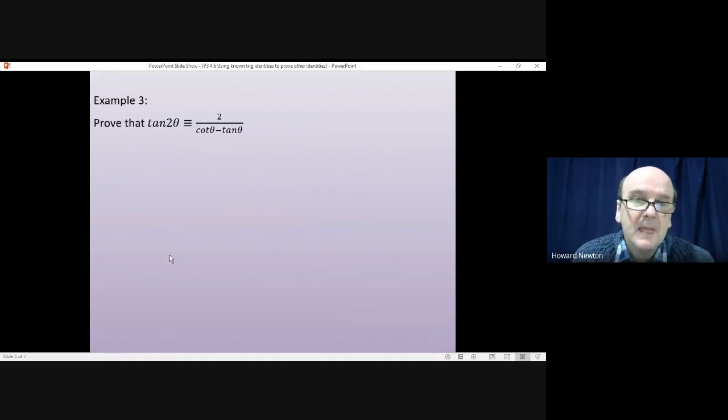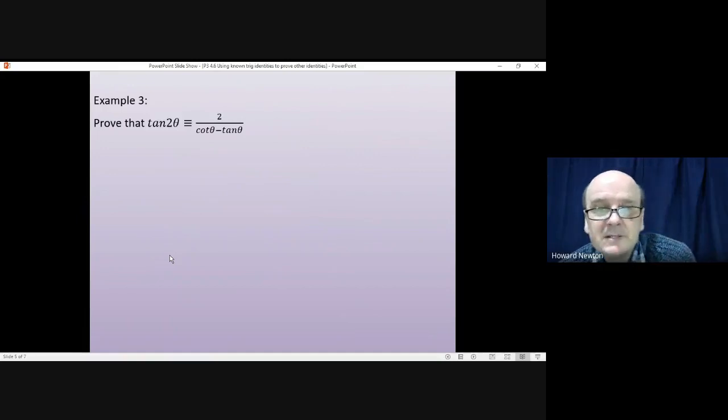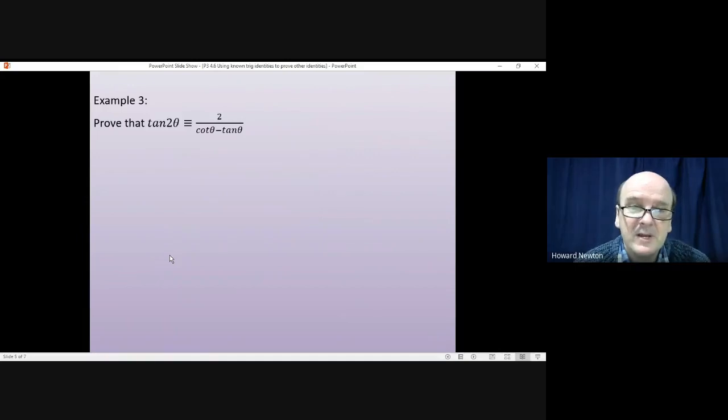Example 3, prove that tan 2 theta is equal to 2 divided by cot theta minus tan theta. Now you haven't been told which identity to use here, but I think you'd be able to guess. There's one step in the middle which is a little bit hard to guess, but I'll let you have a go yourself first. So pause the video, have a go, and come back to me when you're ready.